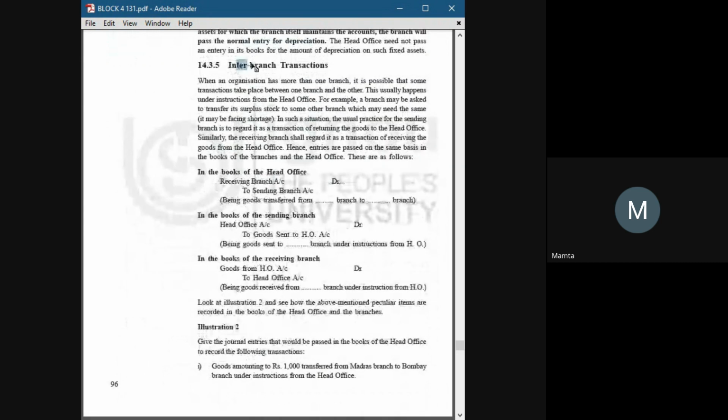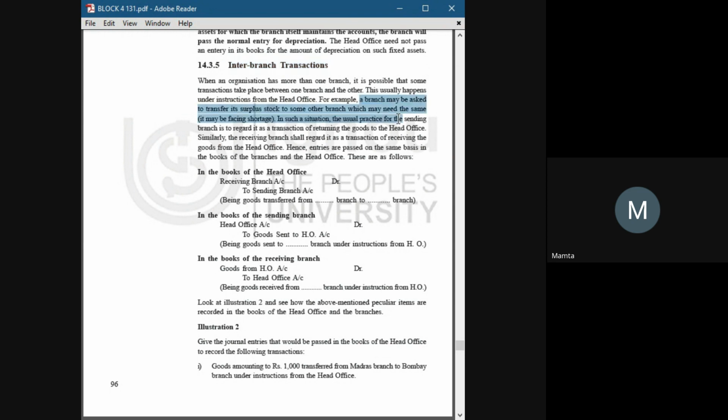Inter-branch transaction. What is an inter-branch transaction? We have seen the transactions of goods, the trading of goods, between the head office and the branch. But sometimes a head office has 4 to 5 branches, meaning more than 2 branches. In that case, if those branches are dealing with one another, it is known as an inter-branch transaction. If branch A sends goods to branch B, then it will be known as an inter-branch transaction.